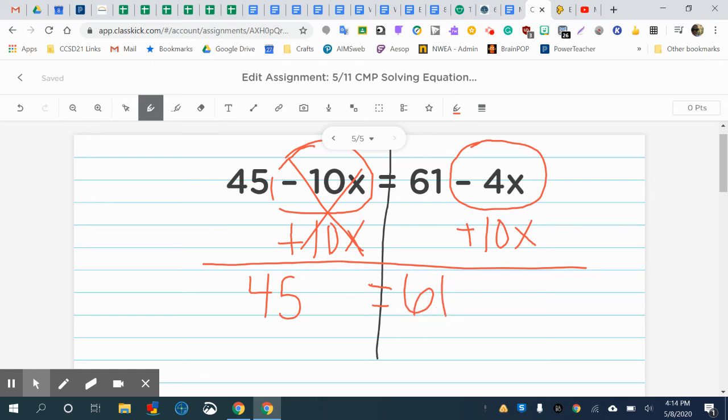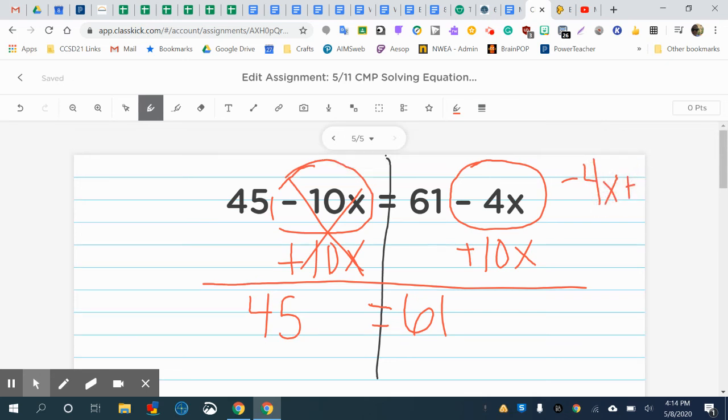Okay, be very careful here. Don't make a mistake when you have a negative and you're adding a positive. Negative 4x plus 10. Okay, so let's think about this. Negative 4x plus 10.